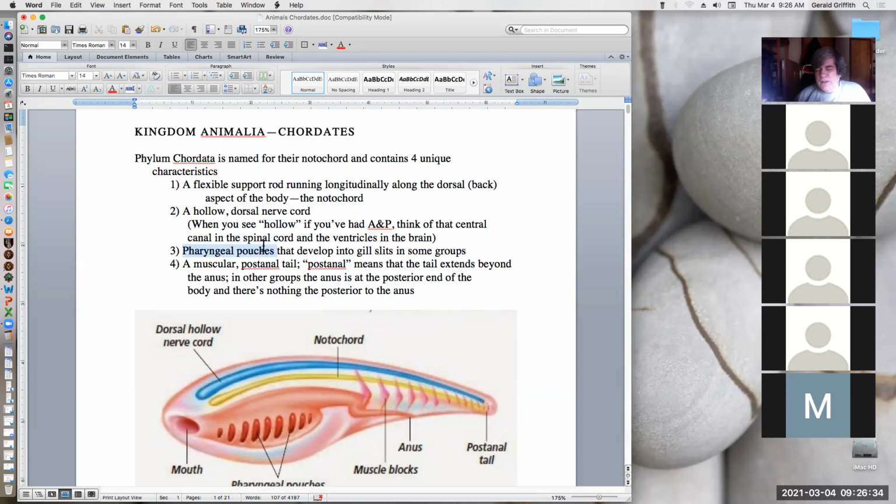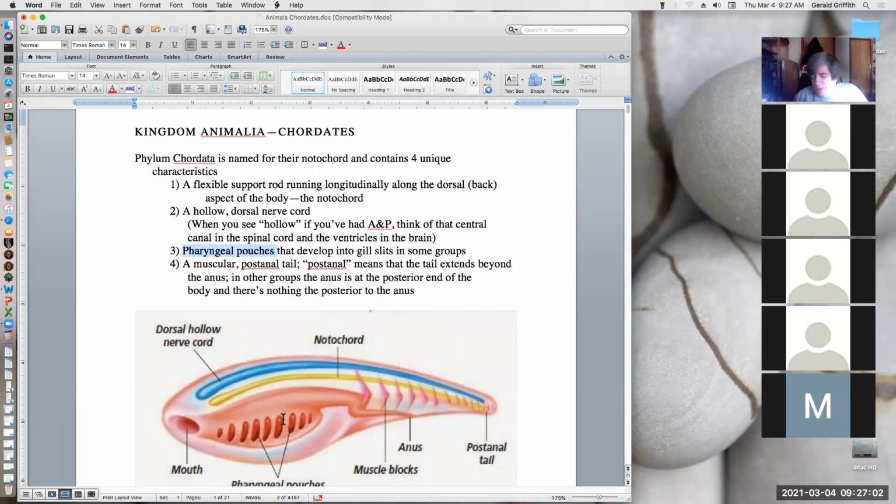Now, all chordates also have pharyngeal pouches. And these pouches are little flaps of tissue. In fish, they develop into the gills. In people, if you would look at some of the early stages of the embryo, you start to see indentations. Remember, the pharynx is part of the digestive system.